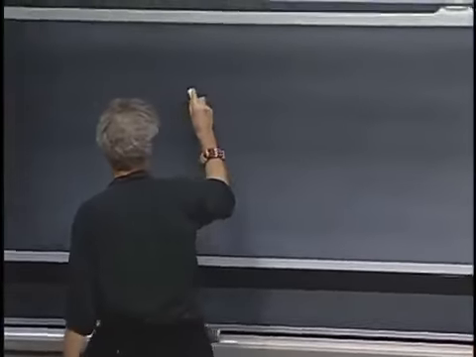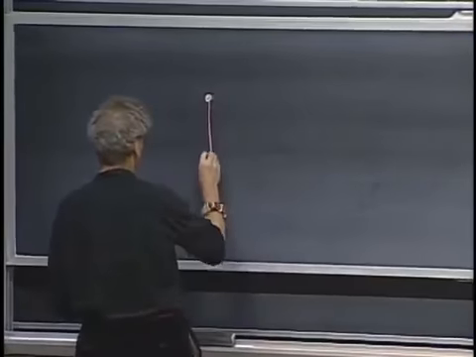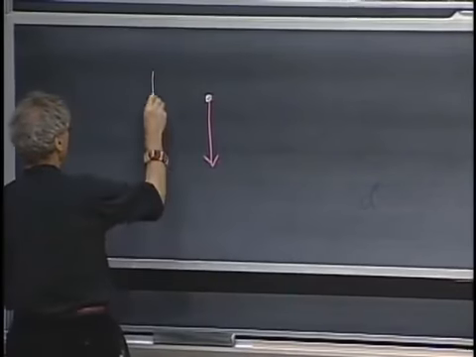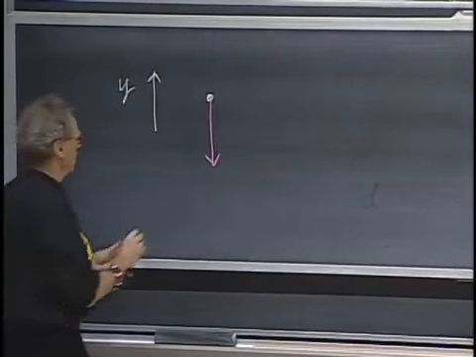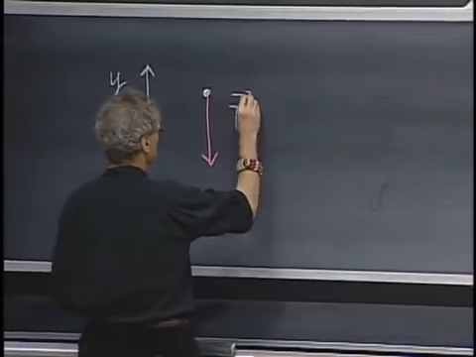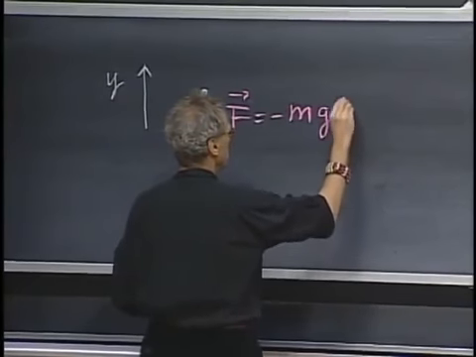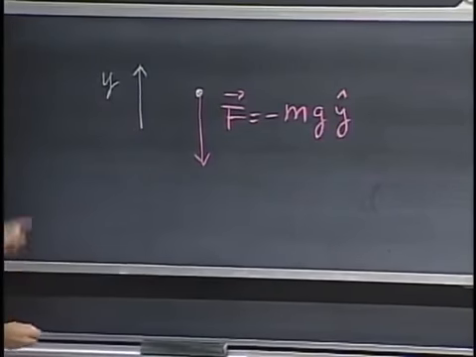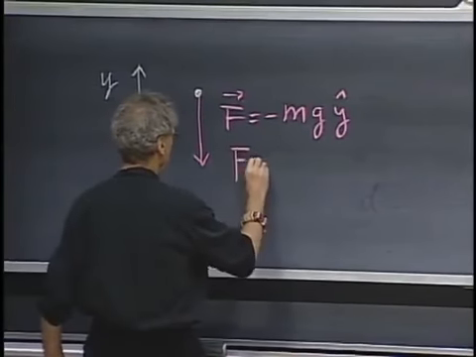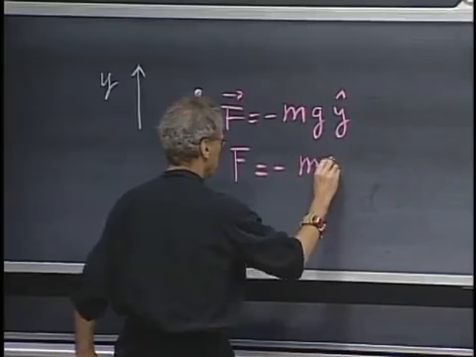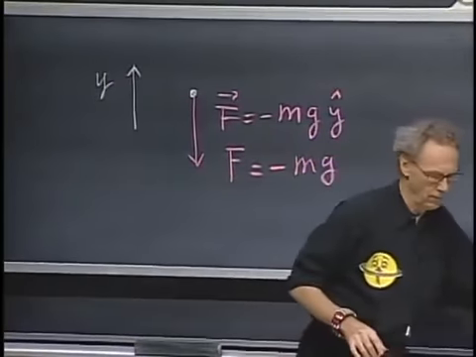If I have an object, mass m, in a gravitational field, the gravitational force is in this direction. If this is my increasing value of y, then this force, vectorially written, equals minus mg y roof. Since this is a one-dimensional problem, we will often simply write F equals minus mg. This minus sign is important because that's the increasing value of y.